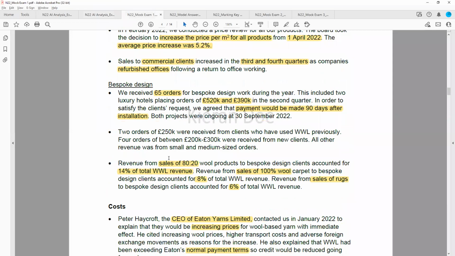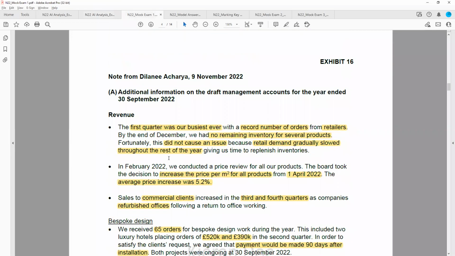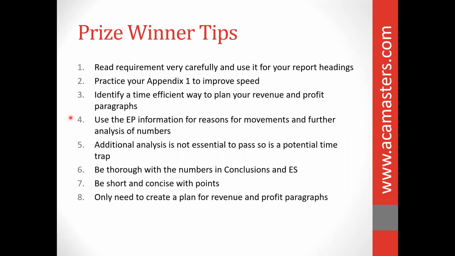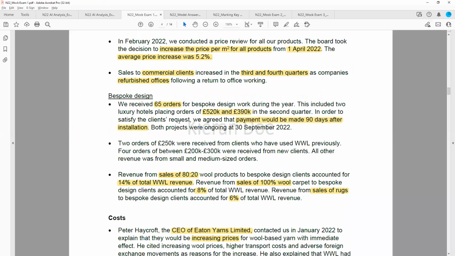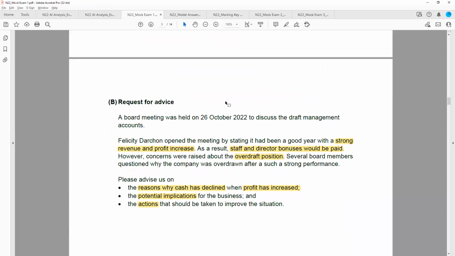So try to use this information in the scenario as much as you can in your answer. It applies to all of the requirements, but in the context of requirement 1, generally for the reasons why things go up or down, or have gone up or down during the year. So I think the hardest bit about requirement 1 is usually that additional issue, the additional request for advice. That's one of the harder parts.